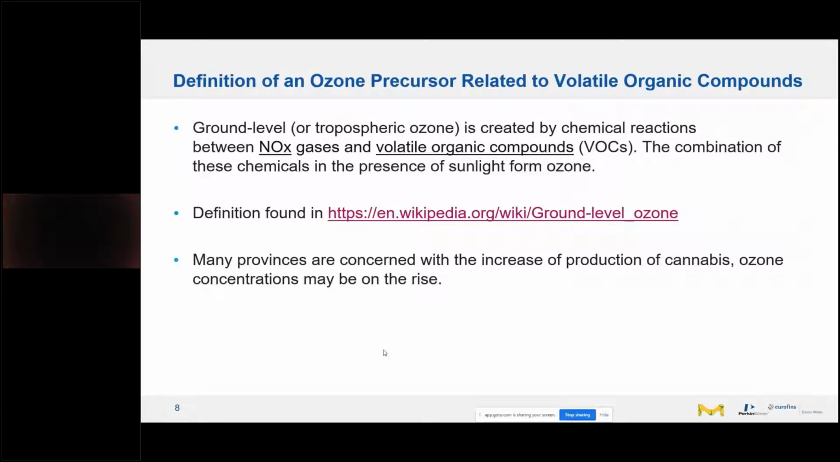Ground level ozone is created by chemical reactions between NOx gases and hydrocarbons. The combination of these chemicals in the presence of sunlight forms ozone. So the more of these hydrocarbons we have, and terpene is a hydrocarbon, the more ozone we're going to be creating, and we know ozone is a health concern. So this started back in '93.